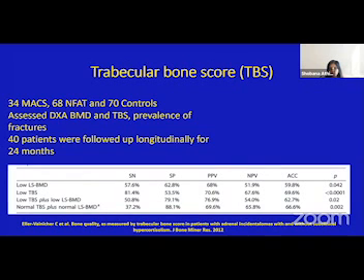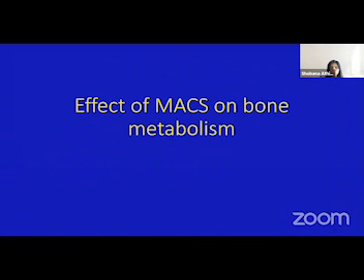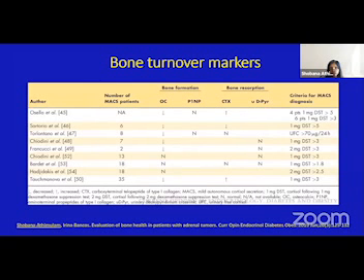What they found was that in their cross-sectional arm, low TBS had the best sensitivity to detect fractures in these patients, and a combination of TBS and bone density together had better specificity for detecting fractured and non-fractured patients. They also found in the longitudinal arm that TBS was independently associated with predicting fracture risk regardless of other confounders. So how can we use bone turnover markers in patients with MACS?